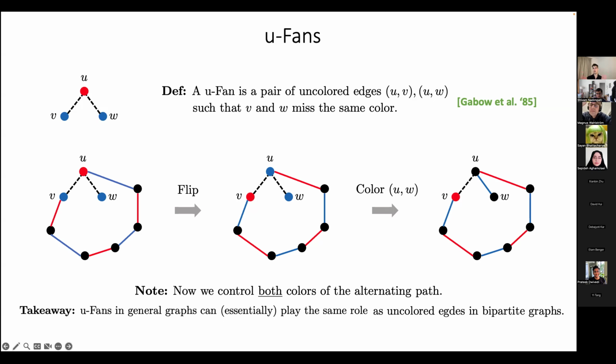So we have all of these U fans, and we can sample them in the same way as before, and we can flip these alternating paths and then extend the coloring to them just as before. One of the differences is also that when we activate a U fan like this, we color one of the two edges that it contains, not both of them. But still, if we have a large number of U fans and we activate all of them, we color half of the edges. So we're still making progress, right?